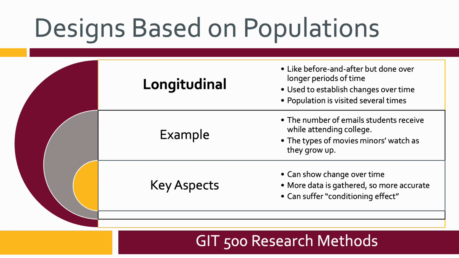The types of movies minors watch as they grow up. They get more serious movies as they grow, probably. So this can show that great change over time. You get a lot more data, so it's more accurate. Again, it's more expensive, and participants can suffer what we call a conditioning effect, in that each time data is asked of them, they improve their answers to what they think you want them to say.